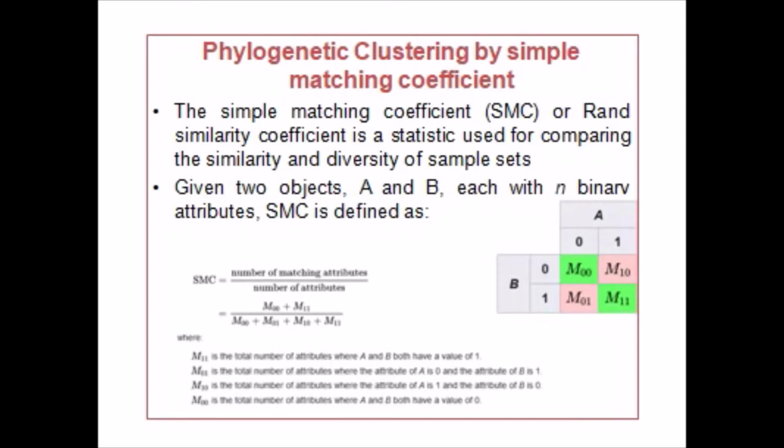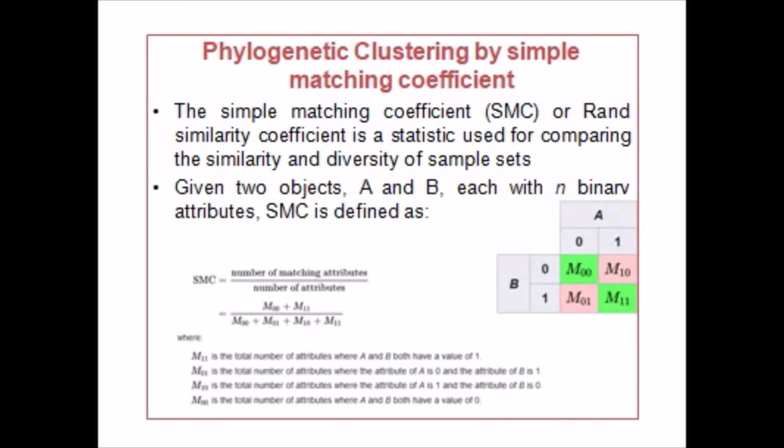Coming to clustering: phylogenetic clustering by simple matching coefficient. A simple matching coefficient, or Rand similarity coefficient, is a statistic used for comparing the similarity and diversity of sample sets, given two subsets A and B, each with n binary attributes. The simple matching coefficient is defined as the number of matching attributes divided by the number of attributes.